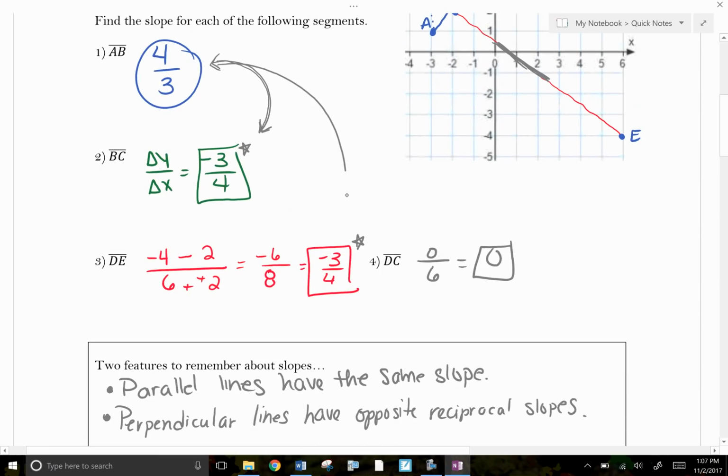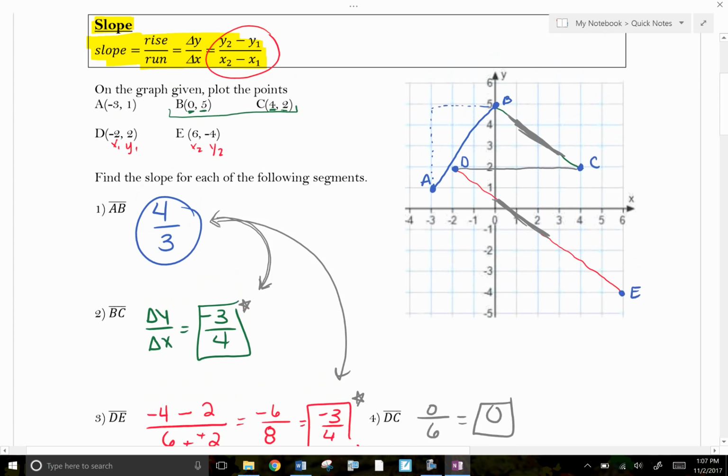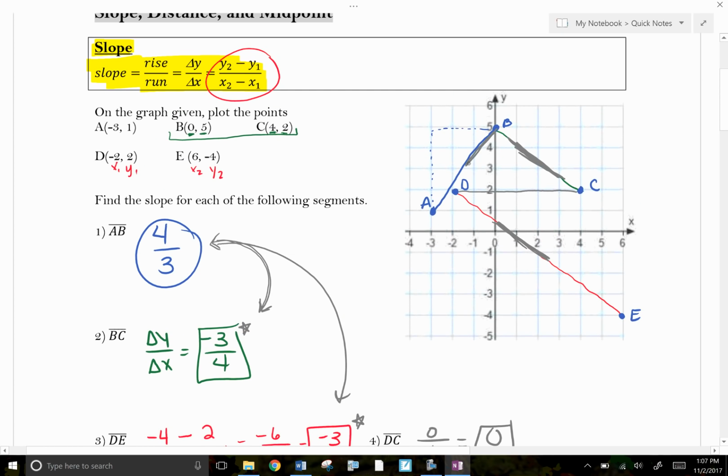and look at these guys. You don't have to draw these arrows if you don't want to. 4/3, negative 3/4, DE is also perpendicular to AB. And if I look at the picture, I can kind of see the AB and BC. That really looks like a right angle. And if I extended DE a little bit, I'd see a right angle also.